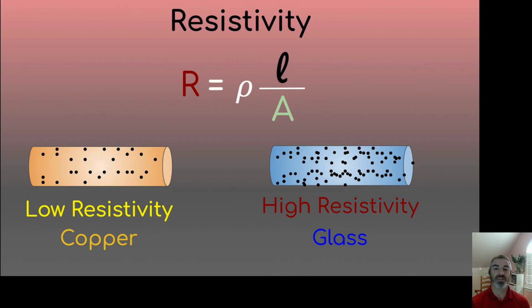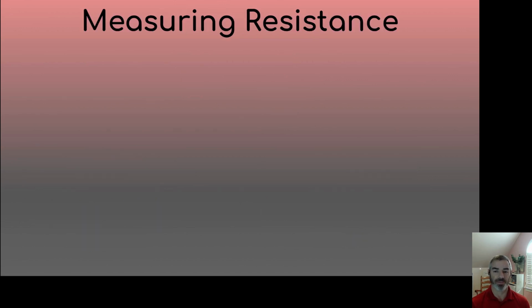And remember, resistivity has to do with the substance. It's a constant for a given substance. Copper will always have the same resistivity, and so will glass for its resistivity.